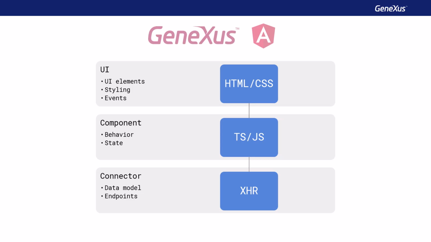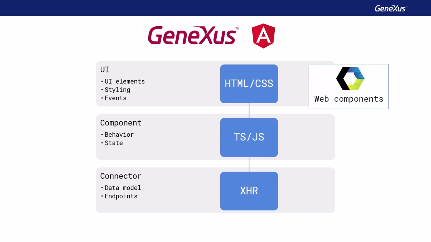Now let's see how the Genexus Angular generator builds each of these parts. Web components are used to generate the user interface. Web Components are a W3C standard that allows us to encapsulate HTML, JavaScript, and CSS in HTML tags defined by us.